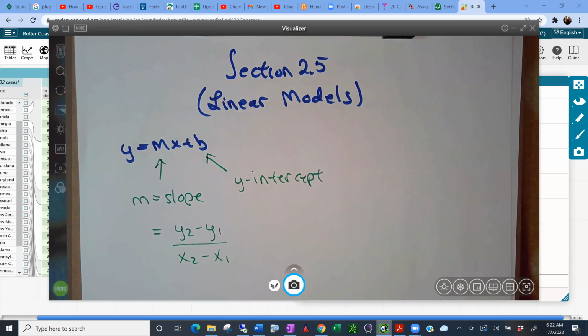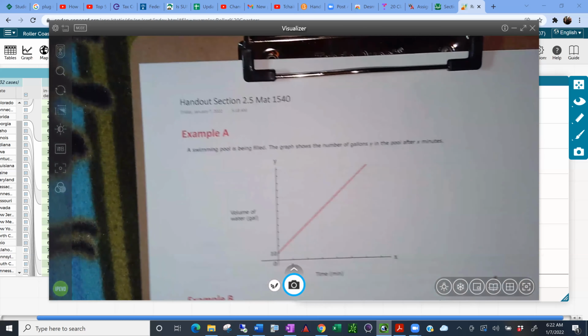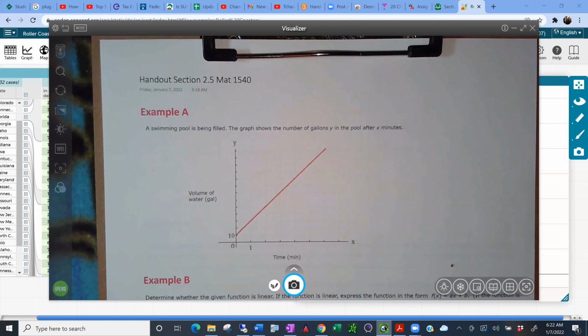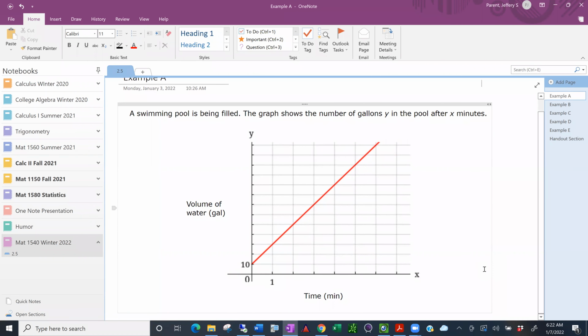So with those two things, let's take a look at some examples. We'll start with example A here. And it might show up a little bit better if I look over here. So that might be a little bit easier to read, at least initially. It says a swimming pool is being filled. The graph shows the number of gallons in the pool after x minutes. Of course, the question is, what's the rate of change, or how fast is this pool being filled?